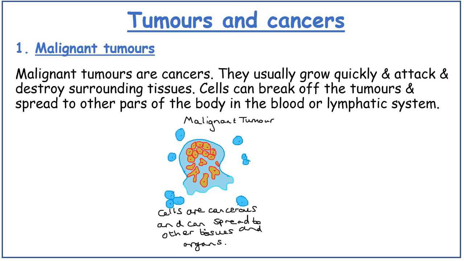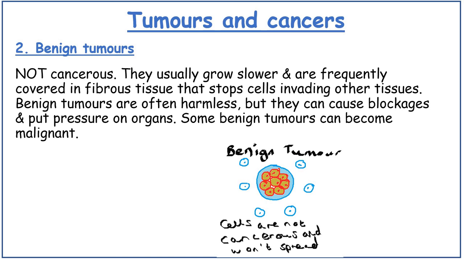Malignant tumours usually grow quickly and attack and destroy surrounding tissues. Cells can break off the tumours and spread to other parts of the body in the blood or lymphatic system. Benign tumours are not cancerous. They usually grow slower and are frequently covered in fibrous tissue that stops the cells invading other tissues. Benign tumours are often harmless, but they can cause blockages and put pressure on organs. This would be especially important if the tumour was in the brain because it could press on vital nerves. Some benign tumours can eventually become malignant.